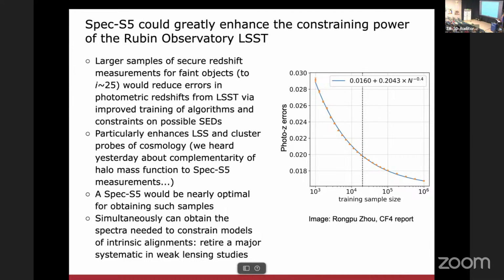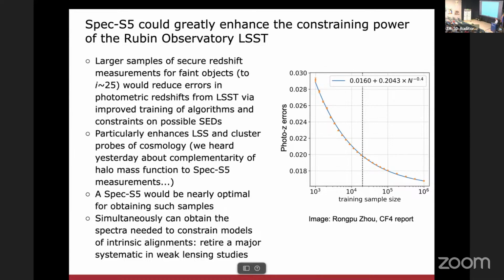And so if we can get a larger sample of secure redshifts, so this is a plot that actually Rongpu Zhou, who's here, made. The errors on your photo-z's get smaller and smaller the better your constraints are on the relationship between galaxy color and redshift. And the estimates are we need something like 20,000 redshifts spanning the properties of the full sample to get to near optimal results. And so this would particularly enhance not the weak lensing from Rubin, but large-scale structure measurements, where the large-scale structure maps tighten up a lot when you reduce the photo-z errors.